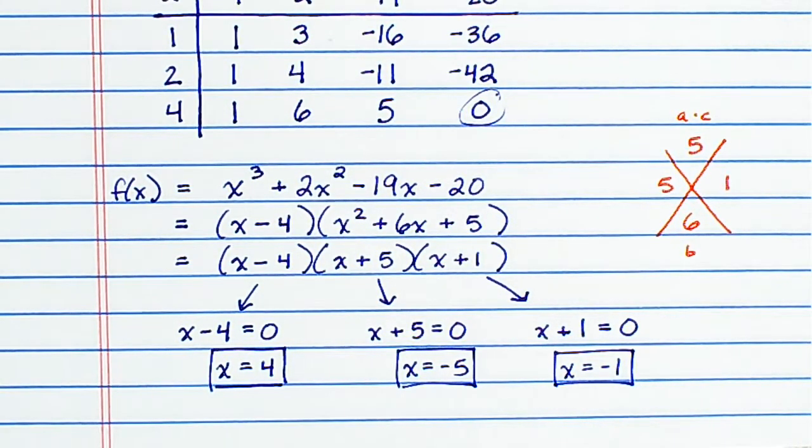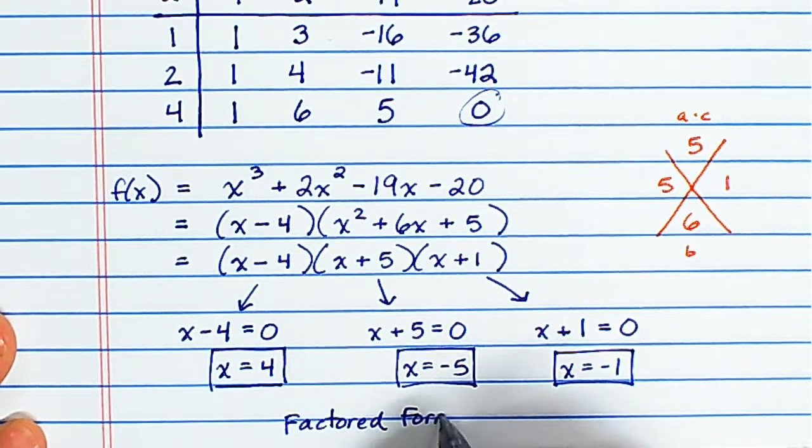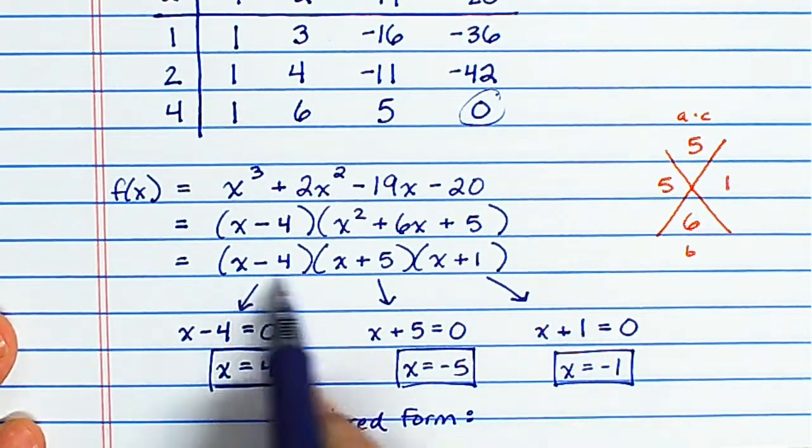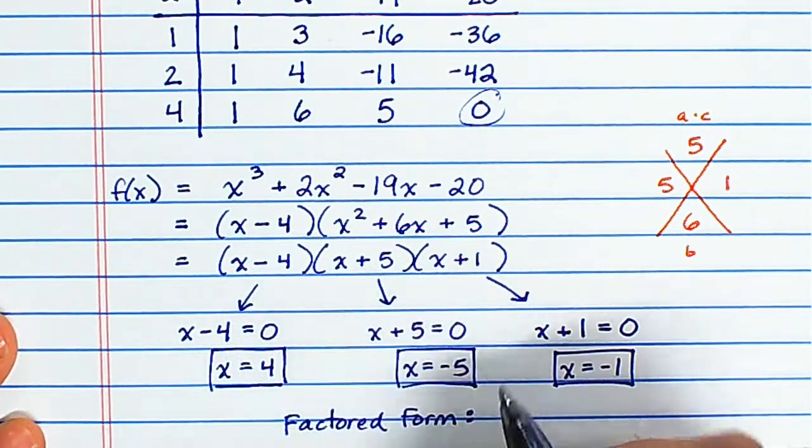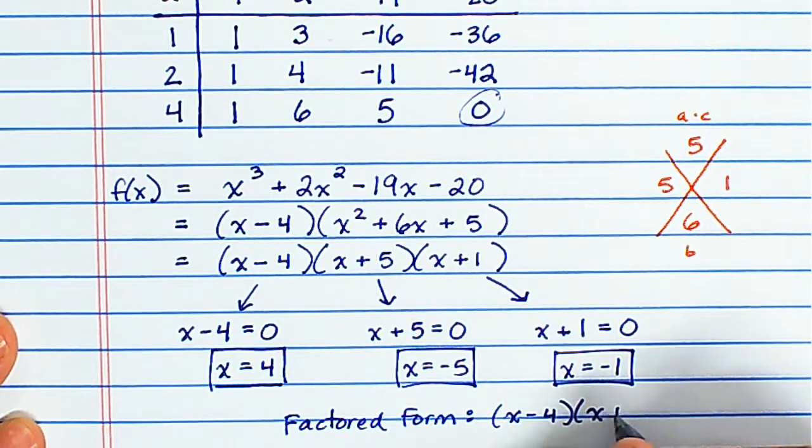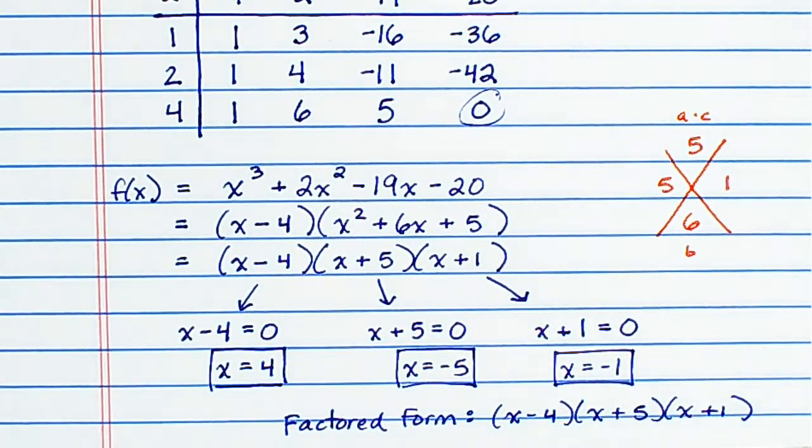So if the question said, what are the zeros, what are the solutions, these would be your answers. If the question says, what is the factored form, so I'll just write that for practice, this is the factored form right before you split it. It would be x minus 4, x plus 5, x plus 1.